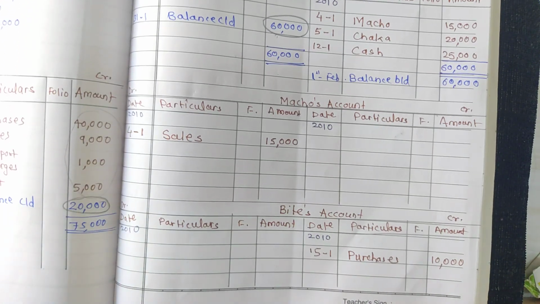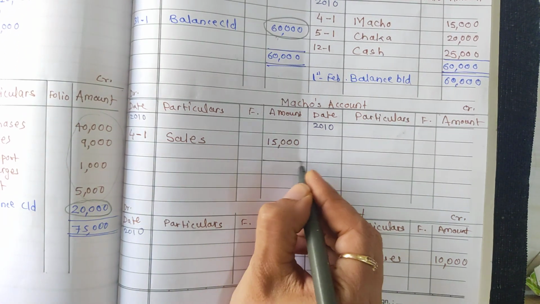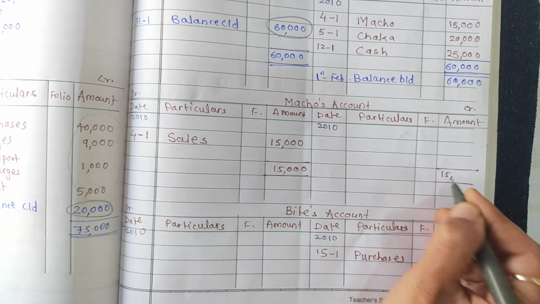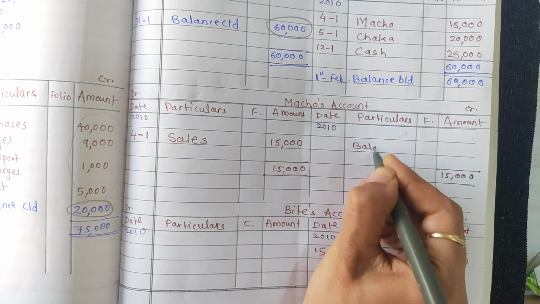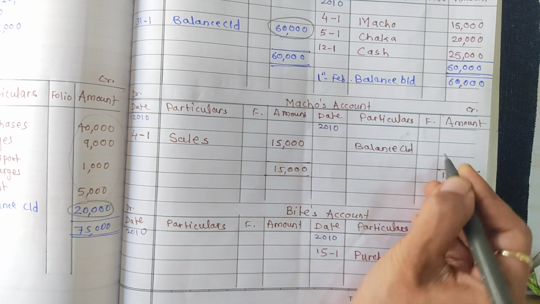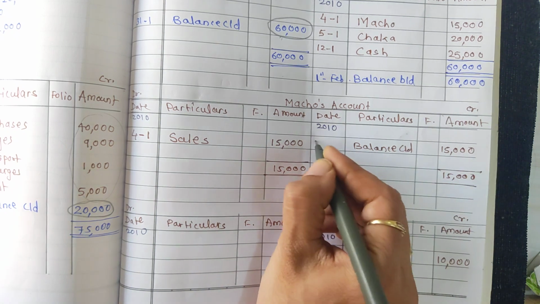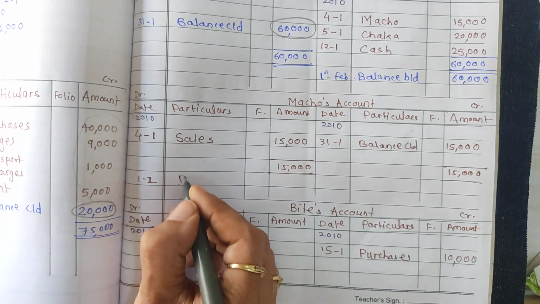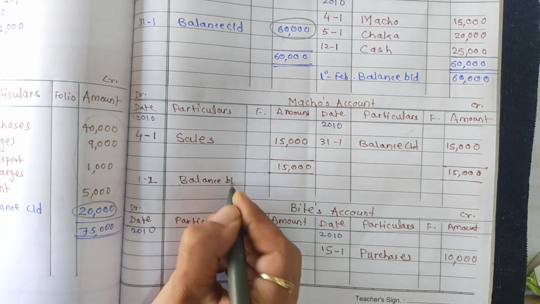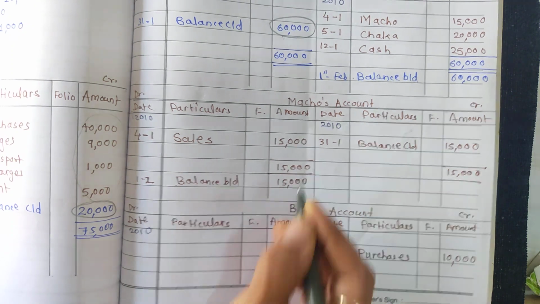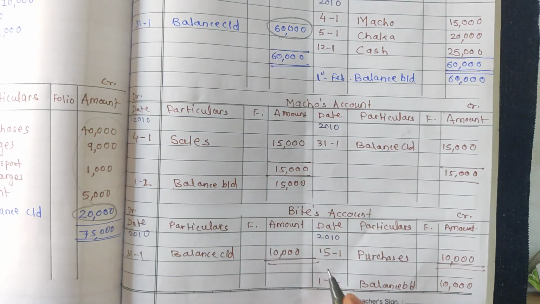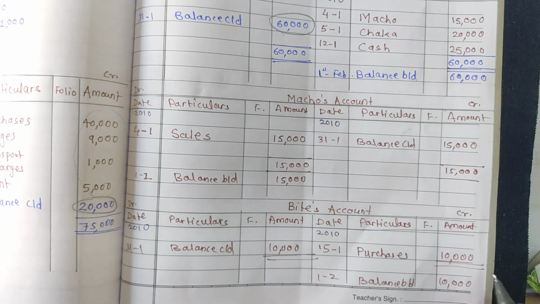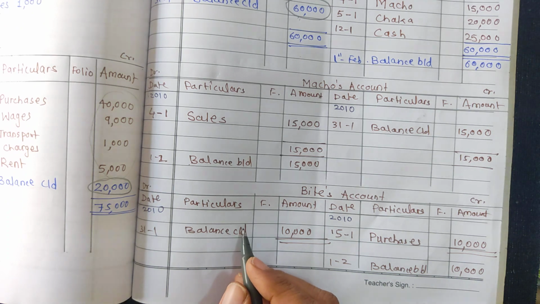Now in the same way we have to close all accounts, like for Macho, 15,000 on both sides, and then balance carried down 15,000, with the last date. Then for the next accounting period, date 1st February, balance brought down 15,000. Now for the Bytes account, if there is just one amount on the side, you can just draw two lines as well. Here I have written balance carried down and balance brought down.